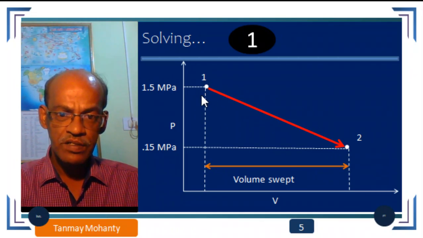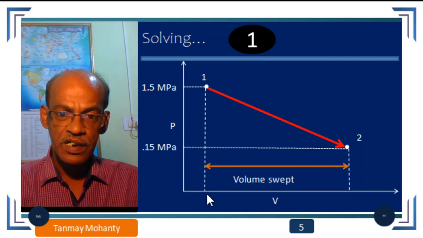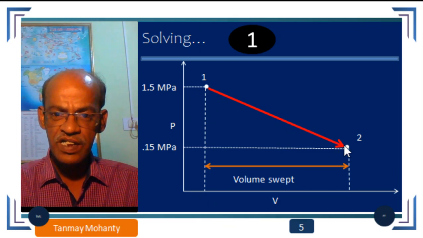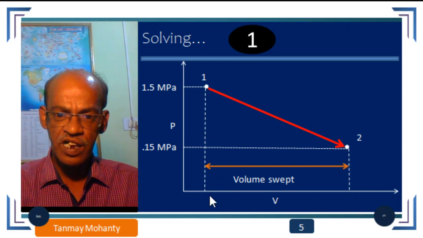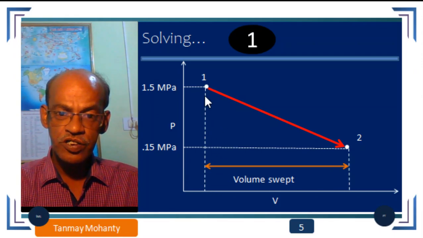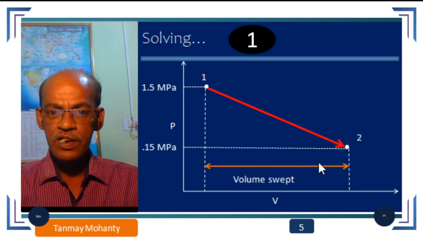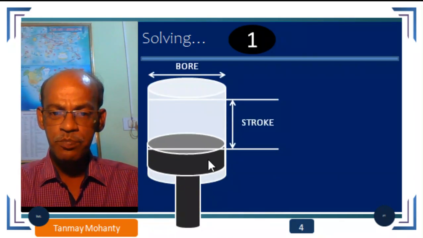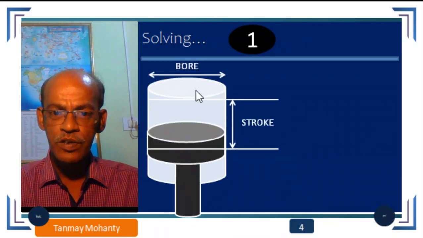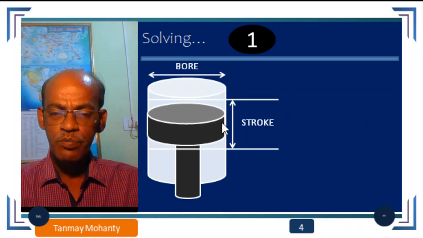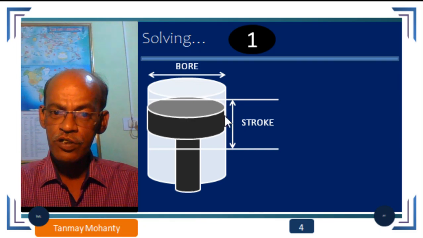Here it is state 1, pressure is given 1.5 megapascal, okay, and state 2, expansion is there. So this is my state 2, pressure is 0.15 megapascal, there is a final volume, there is an initial volume, just before the expansion there was a volume, after expansion there is a volume. What is that volume? The volume swept by the piston. You can recall this drawing. When the piston is moving, this is sweeping this volume. What is this volume? Piston area multiplied by stroke. This volume is called swept volume.